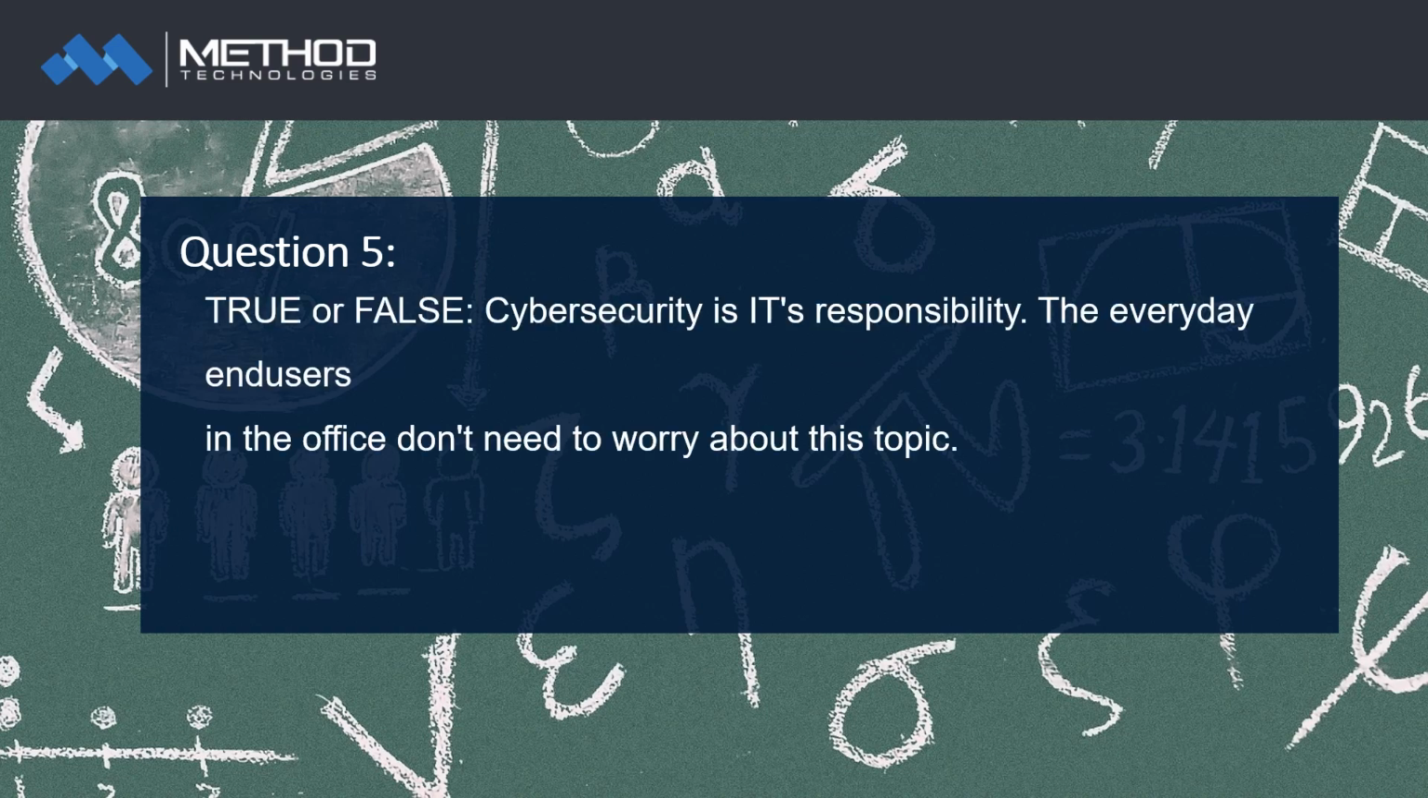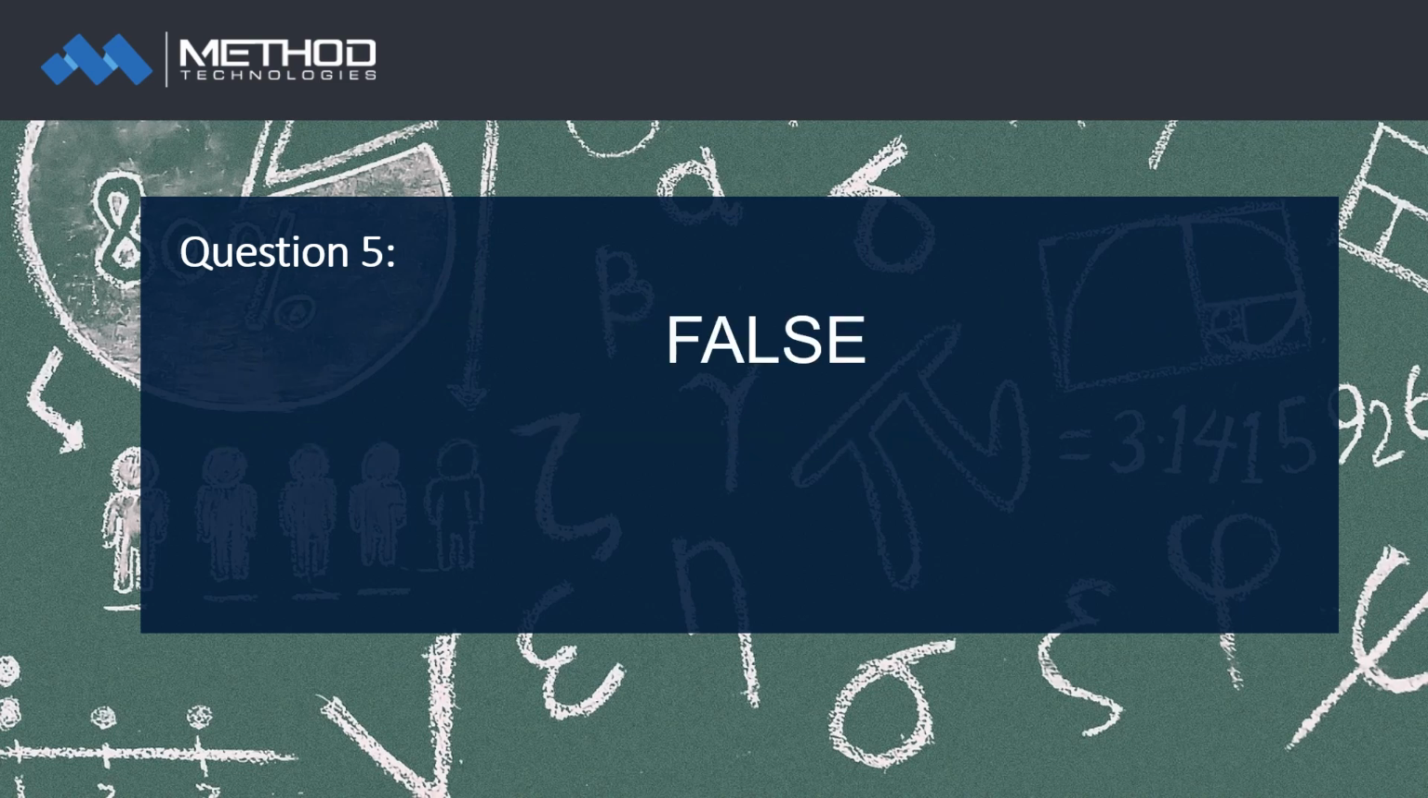Question 6. True or false? Cybersecurity is IT's responsibility. The everyday end users in the office don't need to worry about this topic. That is false. Everybody needs to be concerned about cybersecurity, and everybody should be aware of the threats that are out there. It can't just fall on your IT department.